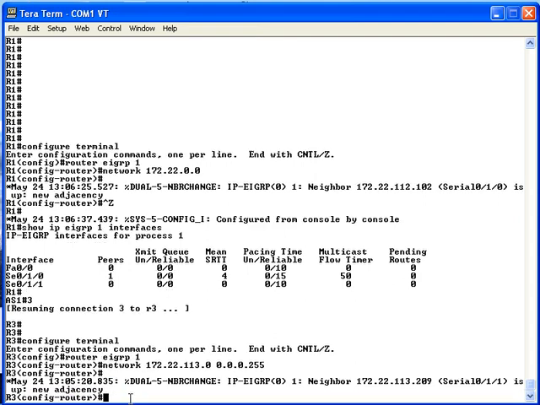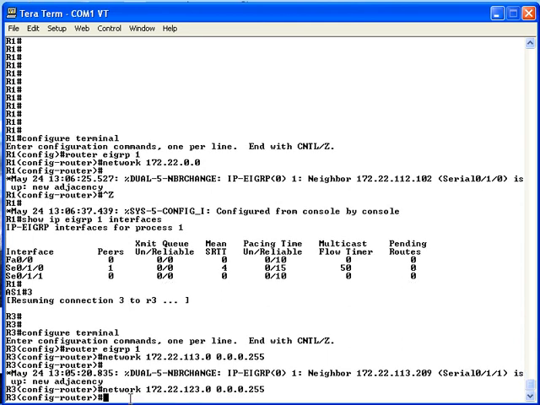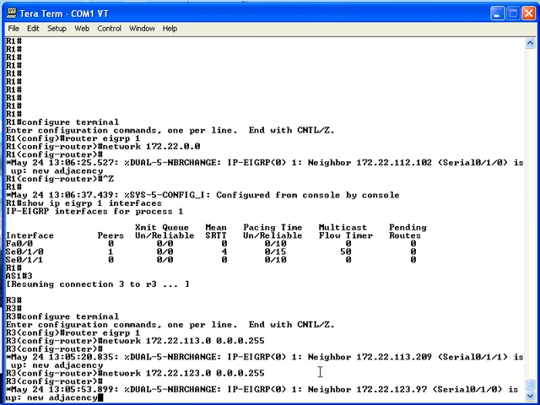Next, we'll do another network command to match the other serial interface, network 172.22.123.0, with the same wildcard mask. Now that command will match the other serial interface, serial 0/1/0, so R3 will supply a message saying that we've now got a neighbor relationship on the other end of serial 0/1/0.